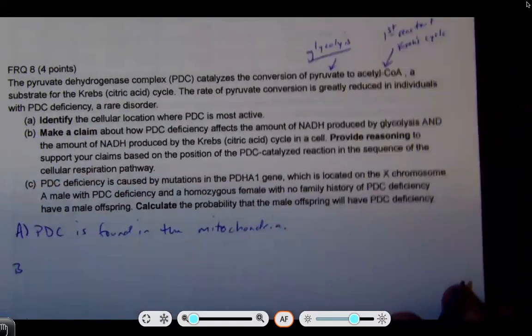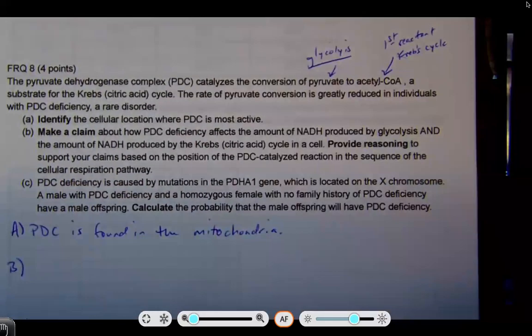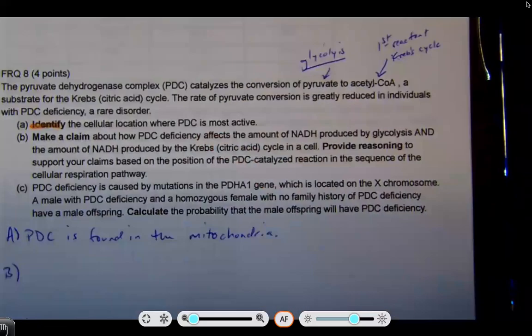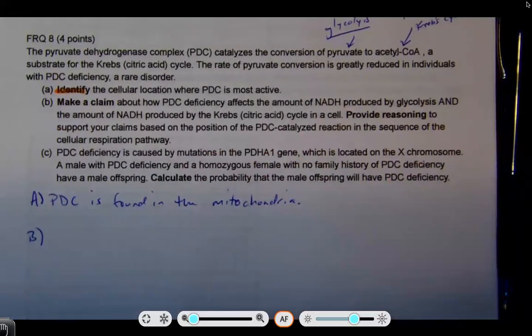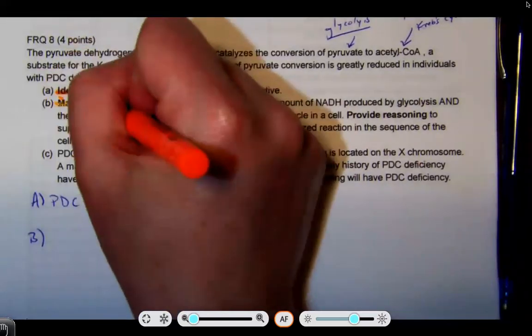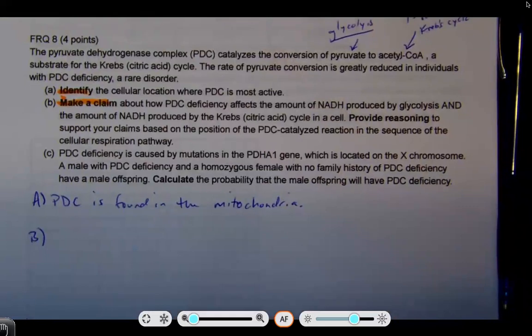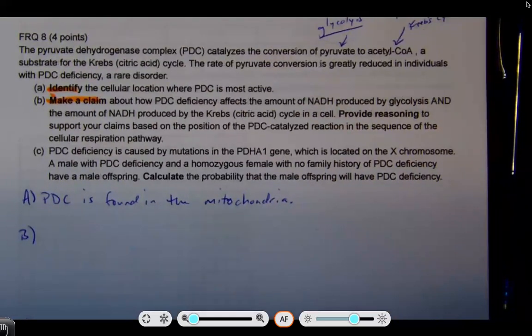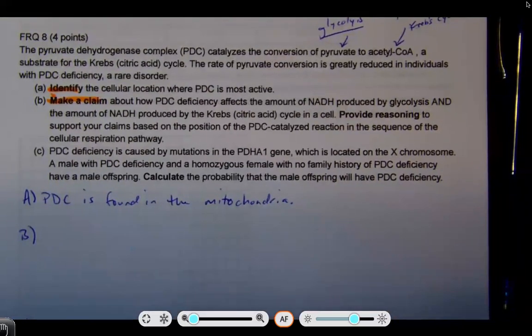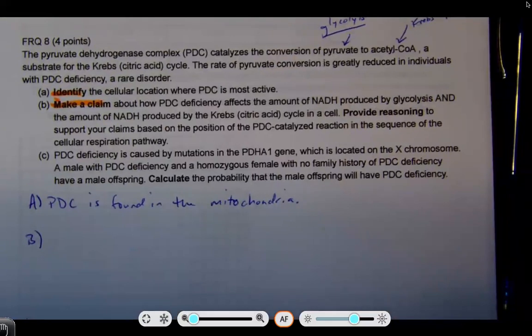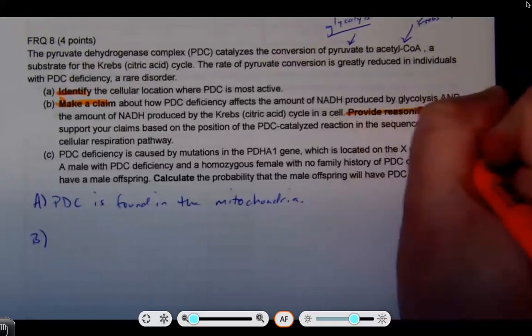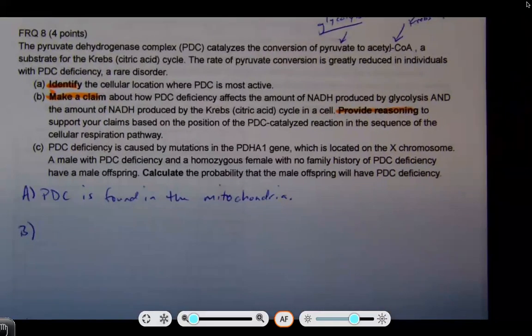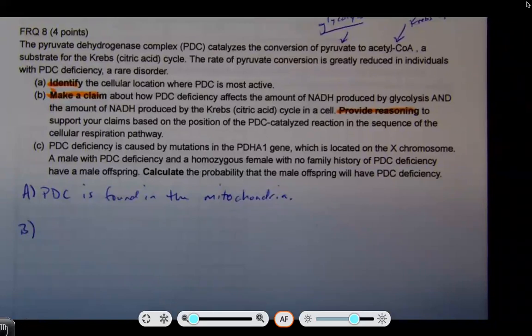B asks you to make a claim. So our first part was identify, which is usually like one thing, like, hey, tell me what it is. B asks you to make a claim about how PDC deficiency affects the amount of NADH produced by glycolysis and the amount of NADH produced by the Krebs cycle in a cell. And then it asks you to provide reasoning to support your claims based on the position of the PDC-catalyzed reaction in the sequence of the cellular respiration pathway.